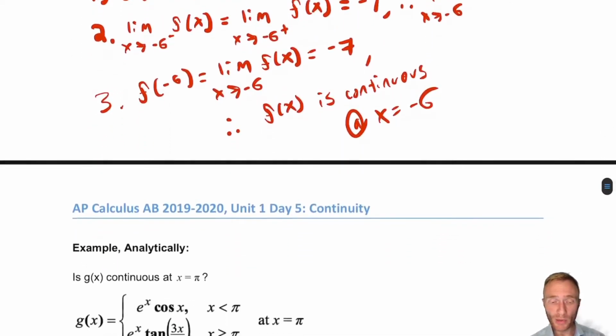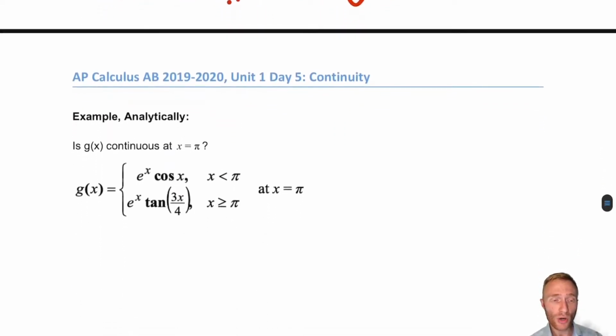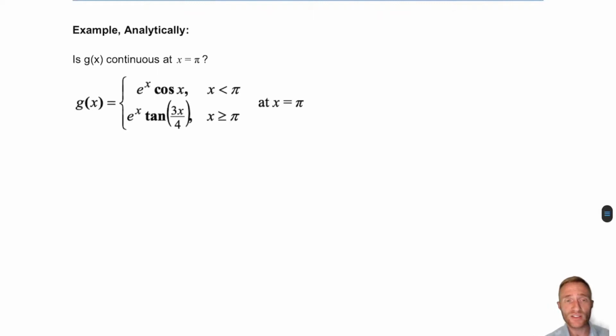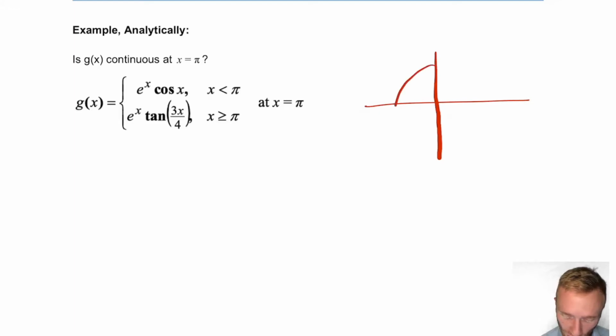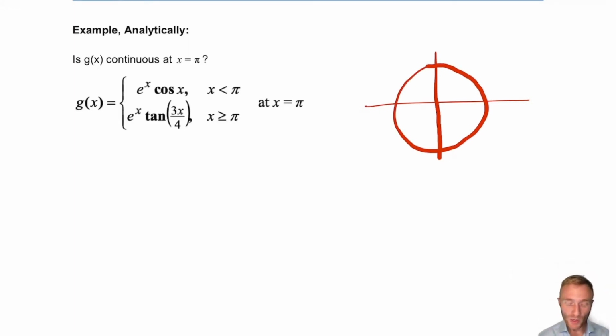Analytically, similar idea. If we had to show whether or not g of x is continuous at x equals pi, I'm going to keep throwing these in here just to get you in the mindset of, you should expect to have to look up the unit circle occasionally. So I'll draw a circle here and we'll come back to it when we need that unit circle. All right, is it continuous at x equals pi?